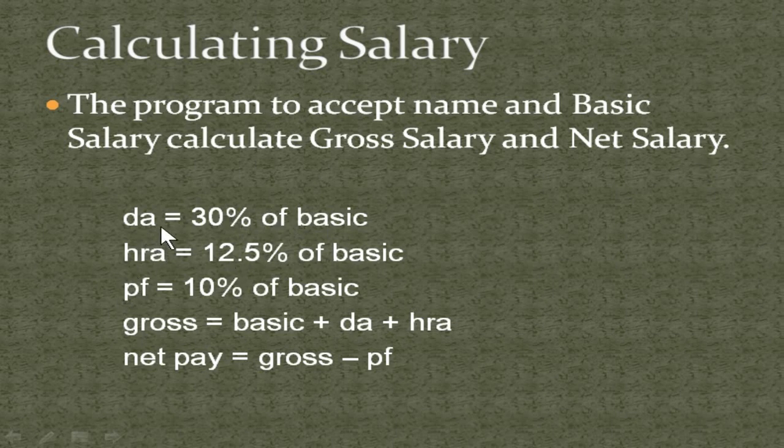You have to find the DA, that is 30% of basic, HRA is 12.5% of basic, and PF is 10% of basic. Gross equals basic plus DA plus HRA, that will be stored in gross, that is total salary. And then what you are going to get is the in-hand salary, or you can say take-home salary, net pay, that is gross salary minus PF. So that will be the take-home salary.